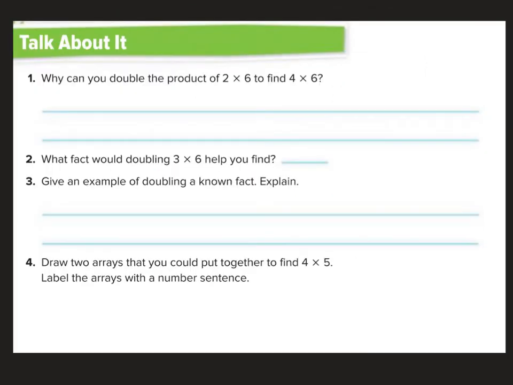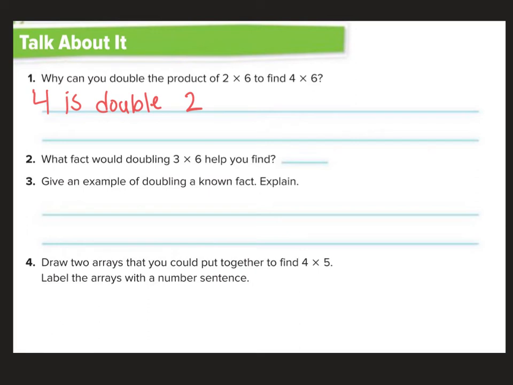Why can you double the product of 2 times 6 to find 4 times 6? We can double it because if I double 2, I get 4. So I'm going to write in here that 4 is double 2. You can double the product of 2 times 6 to find 4 times 6, because we're just doubling one of our factors.